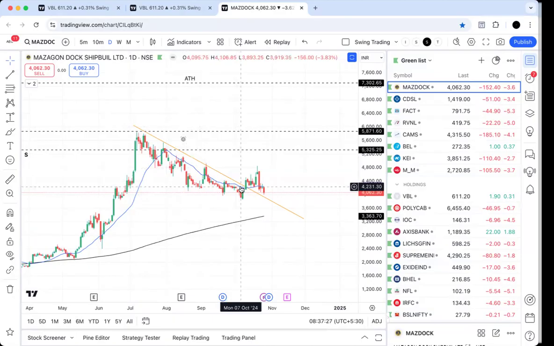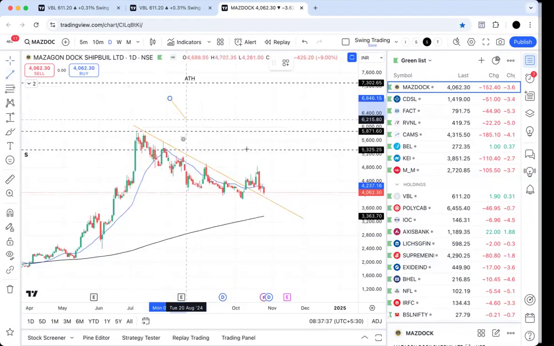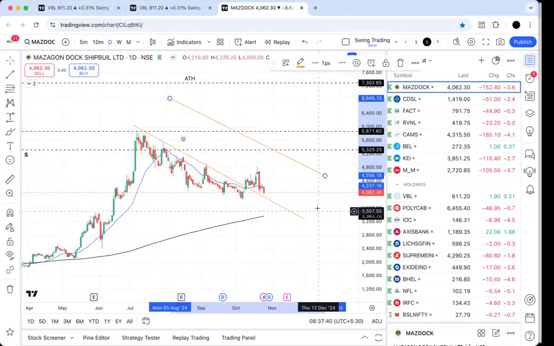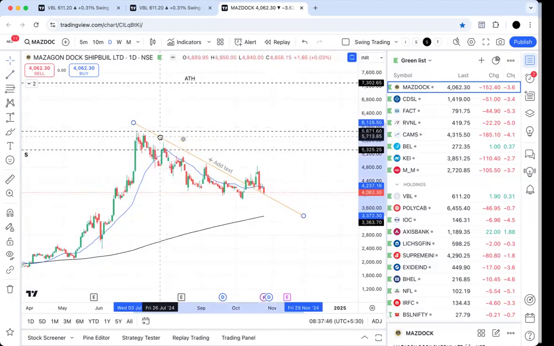So what I did was I drew a line here, and the way you do that, you can go to this tool here, the trend line tool. So I selected that trend line tool and I drew a line like this. Basically that's what I did, and then you can move that line around.